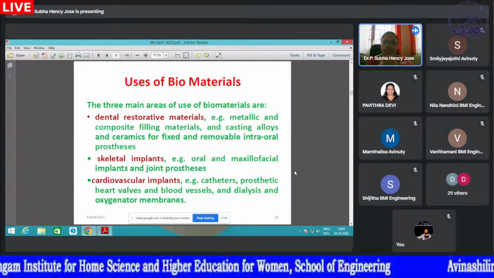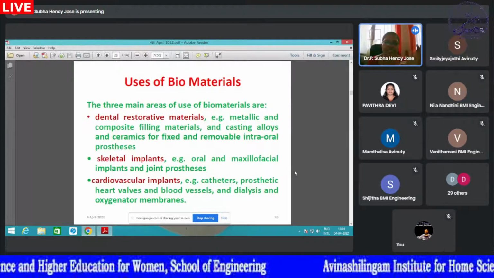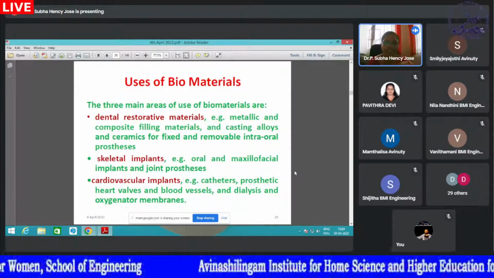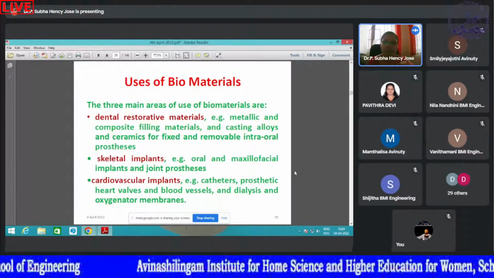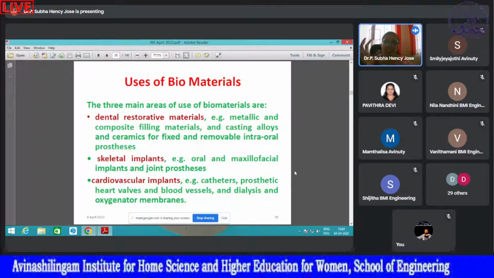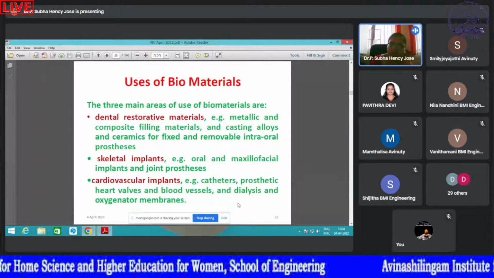And the third use of biomaterials is cardiovascular, in the sense it includes everything related to blood. Okay, that is for dialysis, oxygenated membrane, and for blood vessels, heart valves, and catheters. So all these areas come under cardiovascular implants.